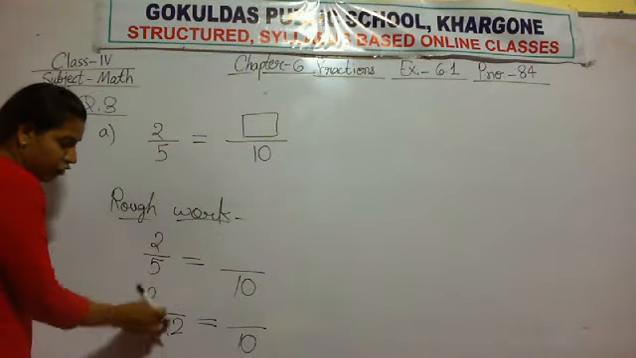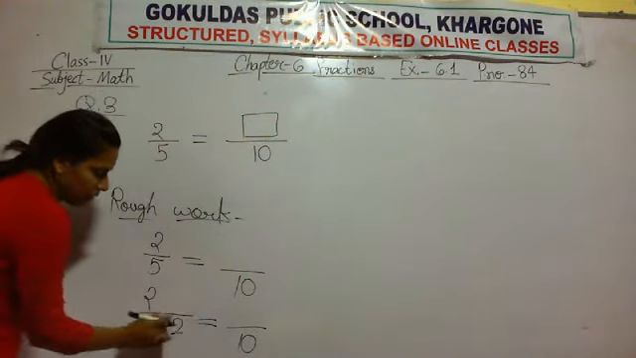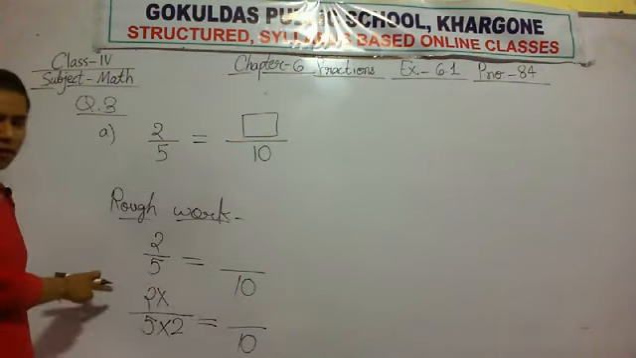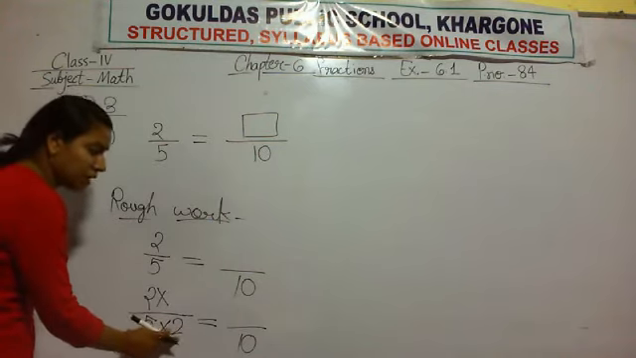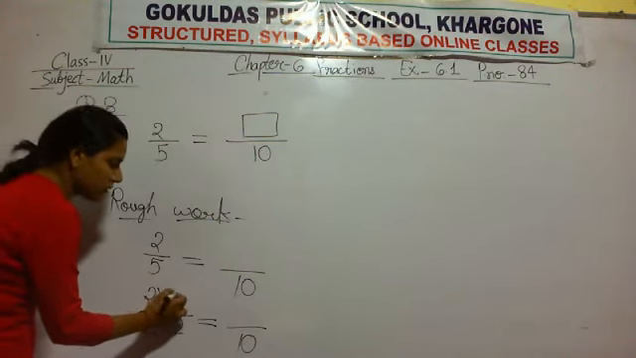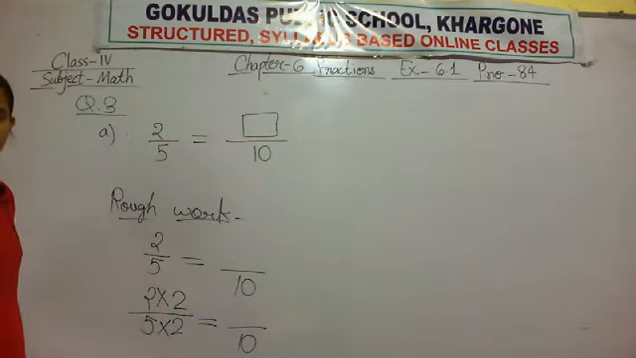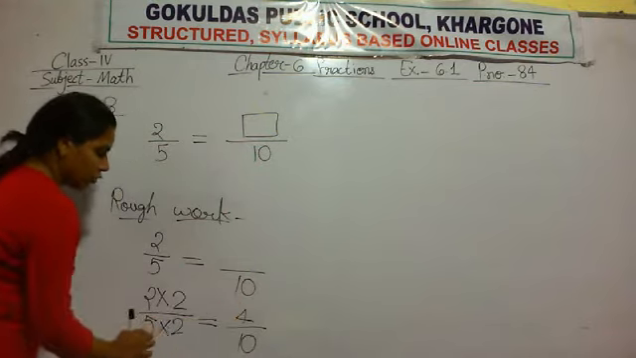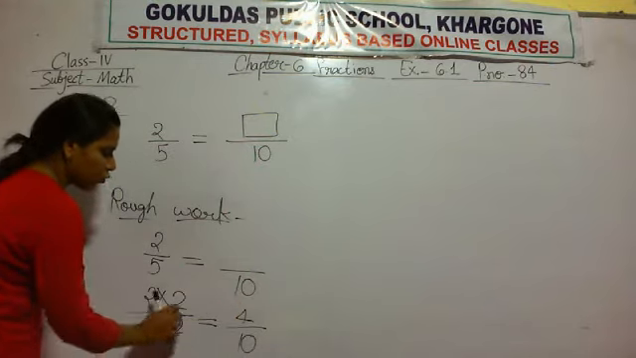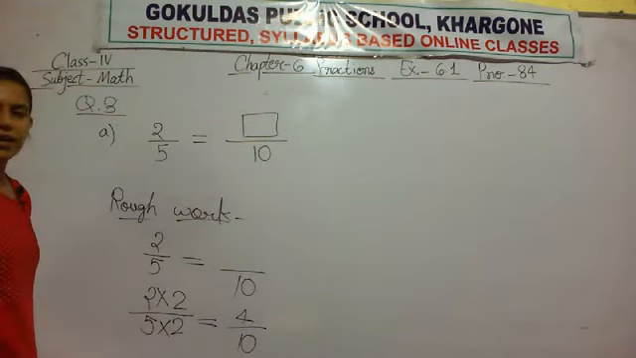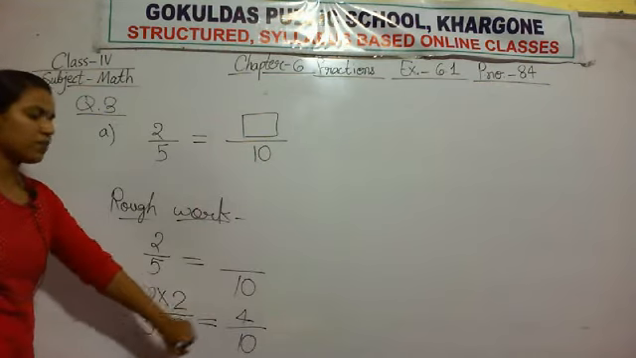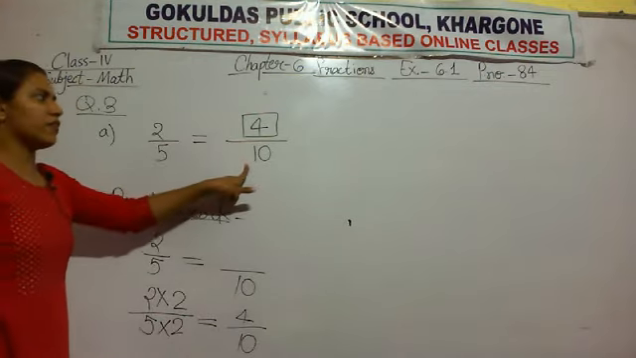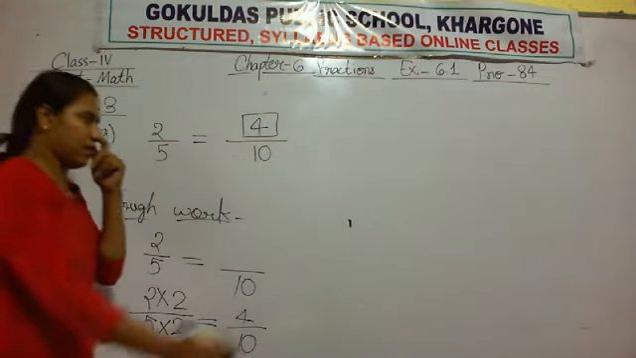And as I told you, if you are applying multiplication operation in denominator, so you need to multiply in numerator also. Now you are multiplying by 2 in denominator, so you need to multiply 2 in numerator also. Okay, now solve. 2 2s are 4, 5 2s are 10. So which number will come here? 4 will come here. So 2 upon 5 is equivalent to 4 upon 10.